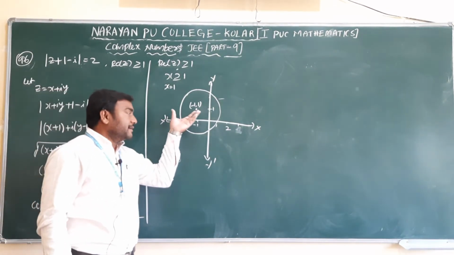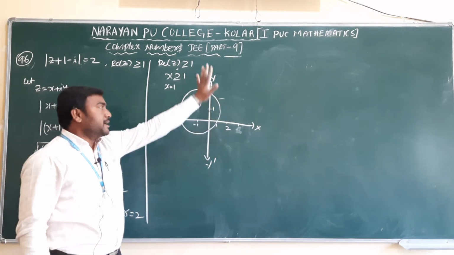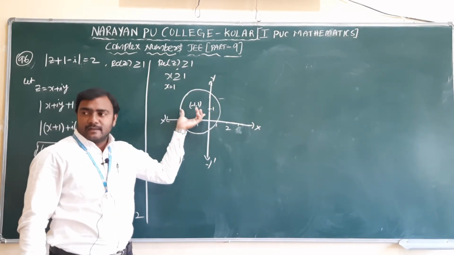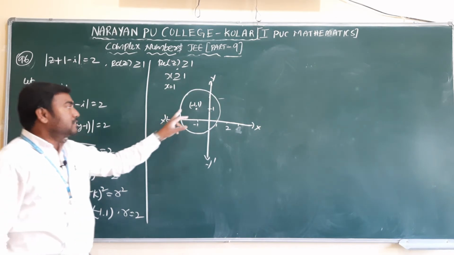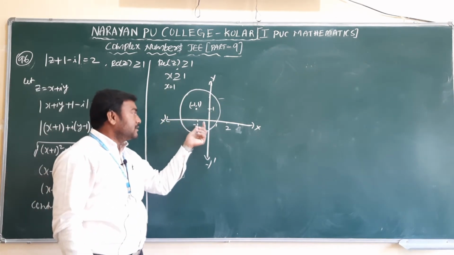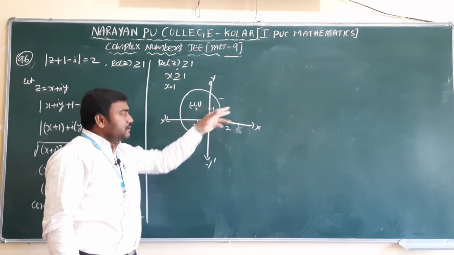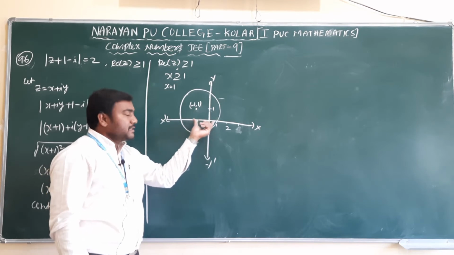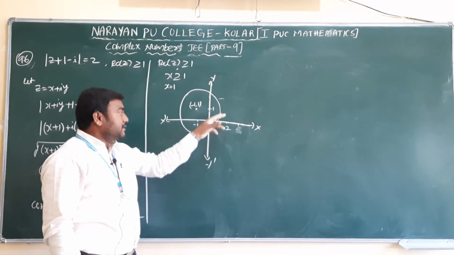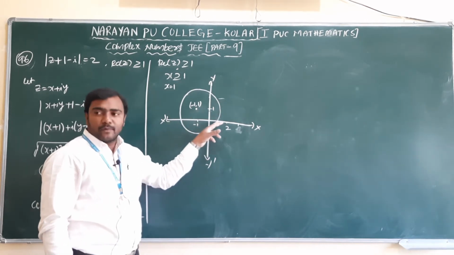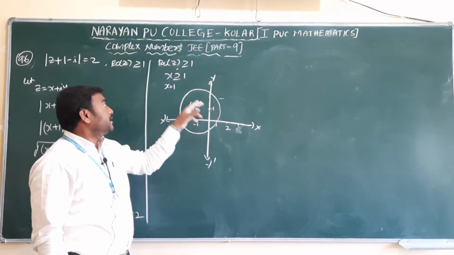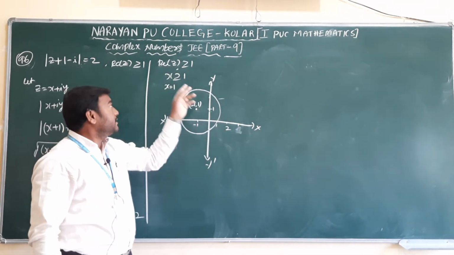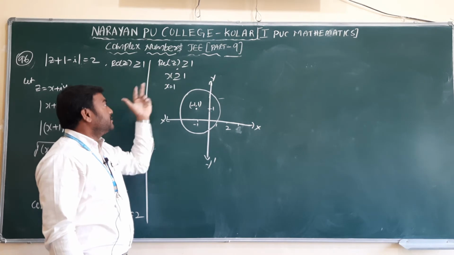we have drawn the circle clearly with the coordinate axes. Here the center is at (−1, 1), so we take −1 and 1 and draw the circle with radius 2. See here, the circle passes exactly through the point x = 1. Therefore the real part of z is greater than or equal to 1.